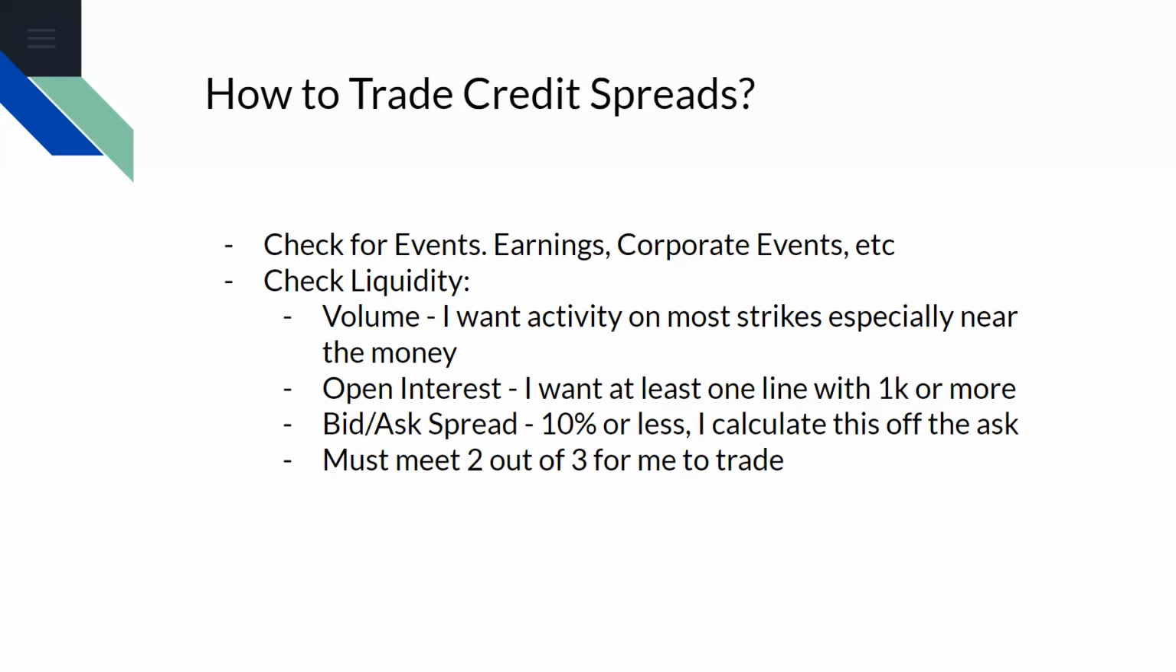Once we've verified whether or not there are any type of events, the next thing we're going to look for is liquidity. So there are 3 things that I look at for liquidity. I find all of these on the options chain, and I'll show you an example after this slide. But the first thing I look for is volume. We want to see activity on most strikes, but especially near the money. We want to see that there's volume trading.